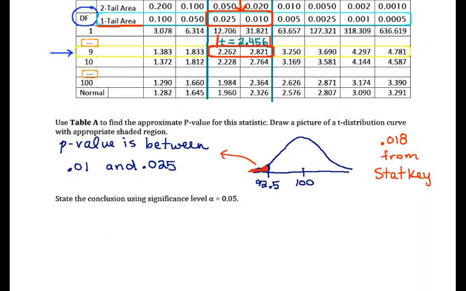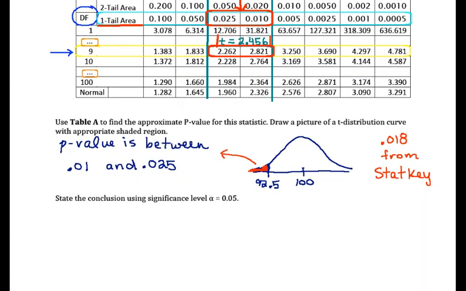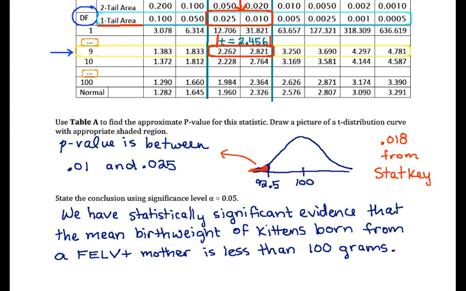And we can see that based on our p-value at the 0.05 level, because our p-value is smaller than 0.05, we would reject the null hypothesis and say that we have statistically significant evidence that kittens born to a FeLV positive mother have lower birth weight on average than that 100 that is believed to be true for kittens across the board. And here's our conclusion. We have statistically significant evidence that the mean birth weight of kittens born from a FeLV positive mother is less than 100 grams.